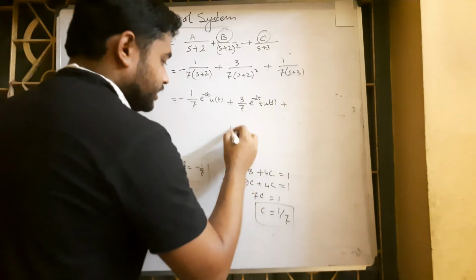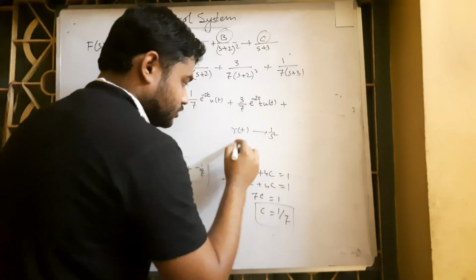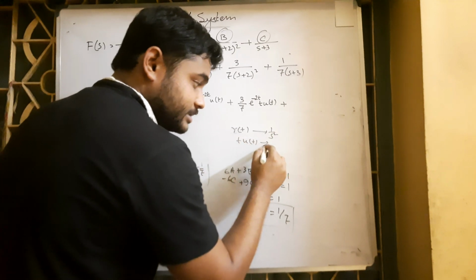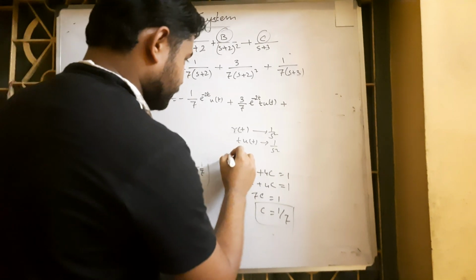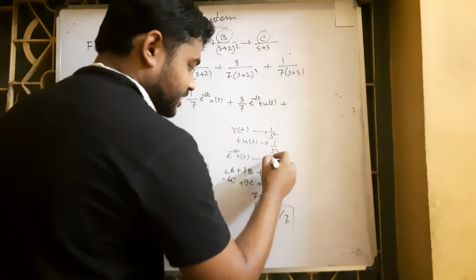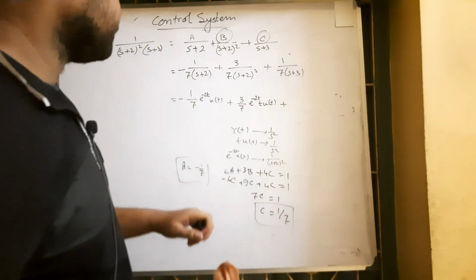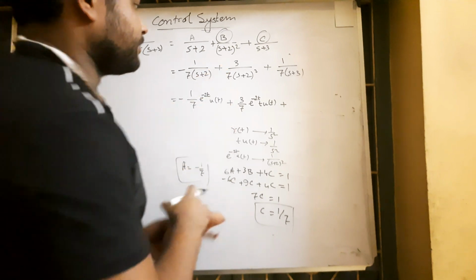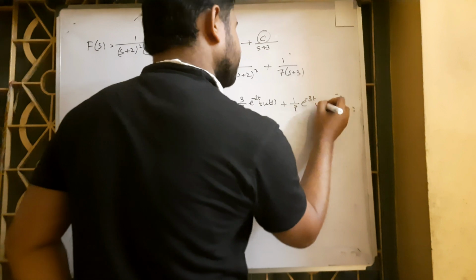T ut means ramp t, and the ramp is 1 by s square. So t ut is 1 by s square. And if you call it e to the minus 2t ut, then s will be replaced by s plus 2, giving 1 by s plus 2 whole square. 3 by 7 will be there. Now 1 by 7 e to the power minus 3t ut.